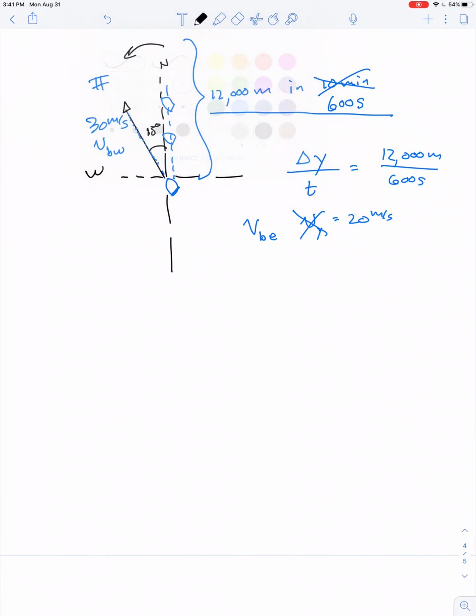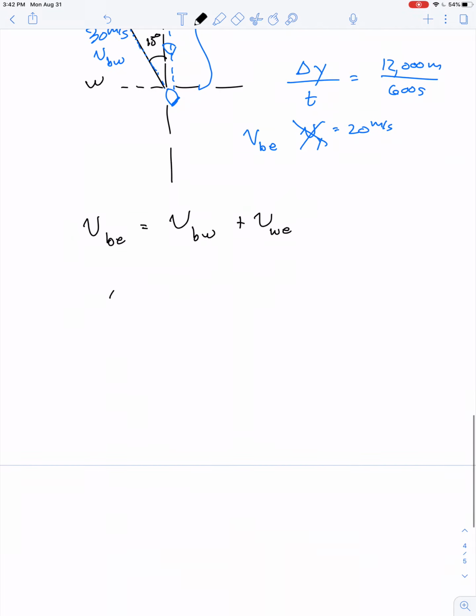So our Galilean transformation says the velocity of the boat with respect to the Earth is equal to the velocity of the boat with respect to the water plus the velocity of the water with respect to the Earth. So velocity of the boat with respect to the water, velocity of the water with respect to the Earth, when added together, gives us the velocity of the boat with respect to the Earth.